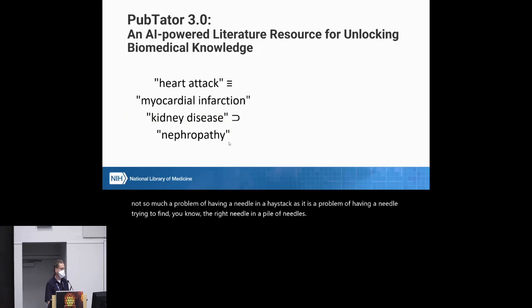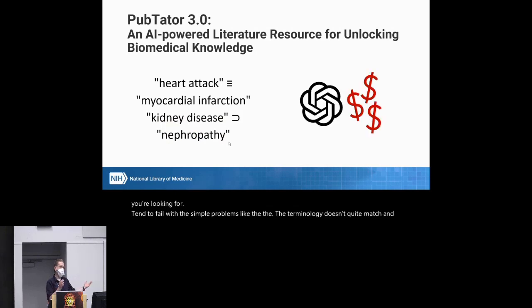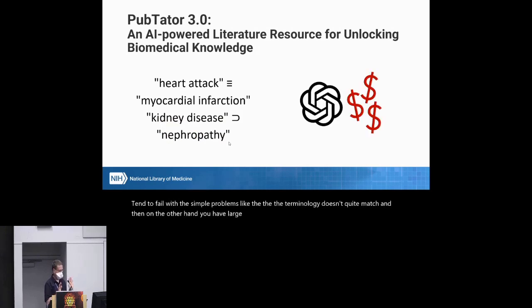Unfortunately, efficient methods like, say, keyword search to find the articles that you're looking for tend to fail with simple problems like the terminology doesn't quite match. And then on the other hand, you have large language models, which are nice and polished and can do all sorts of things, but then running that over all of PubMed and PMC becomes cost prohibitive very quickly.